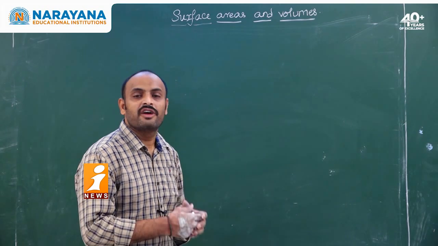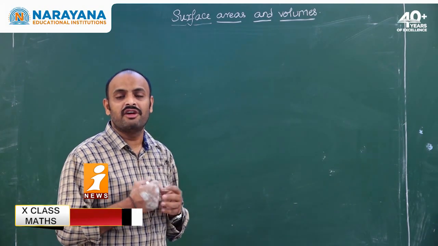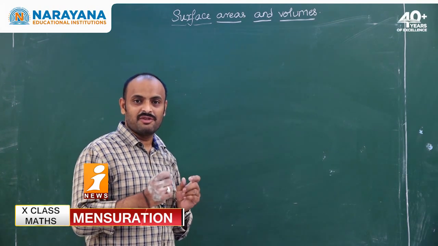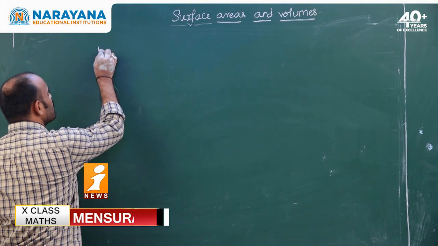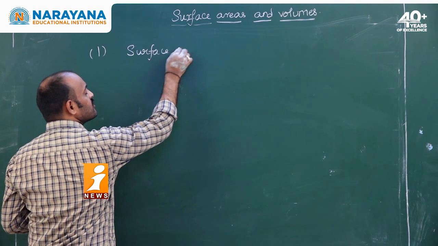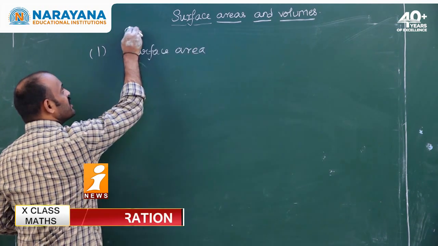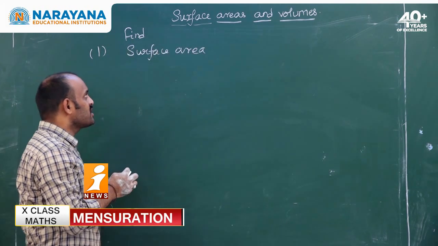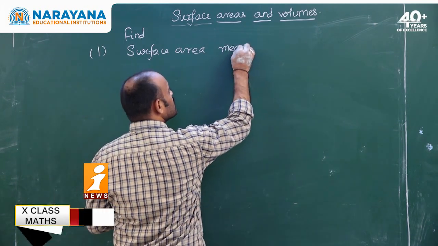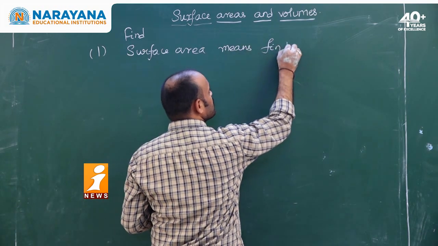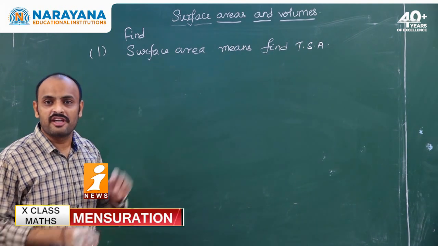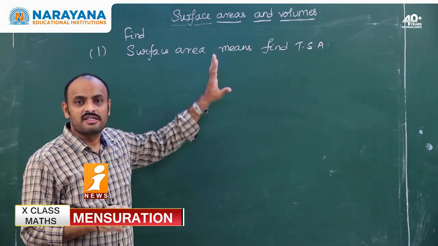Next comes where we have to use total surface area, where we have to use lateral surface area, and where we have to use volume. So here are some of the points. First, whenever they say find surface area, in any kind of question, find surface area means find total surface area.